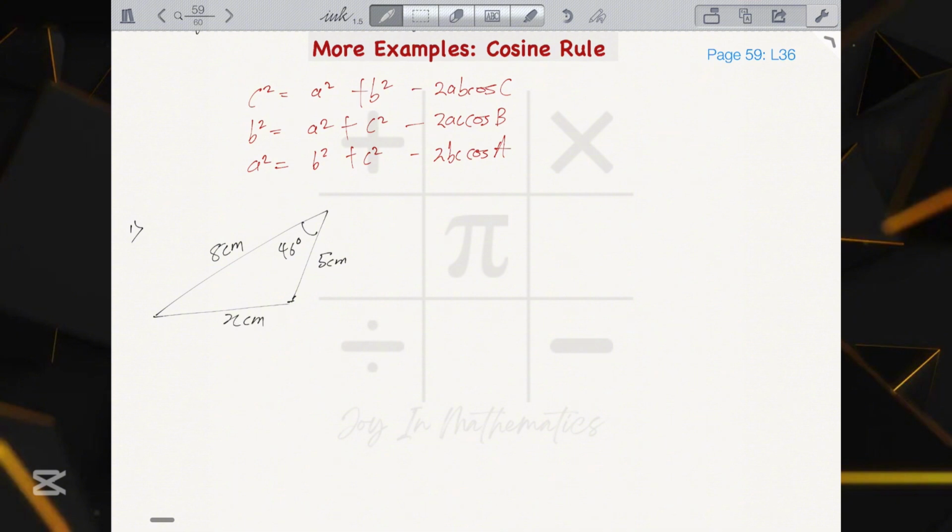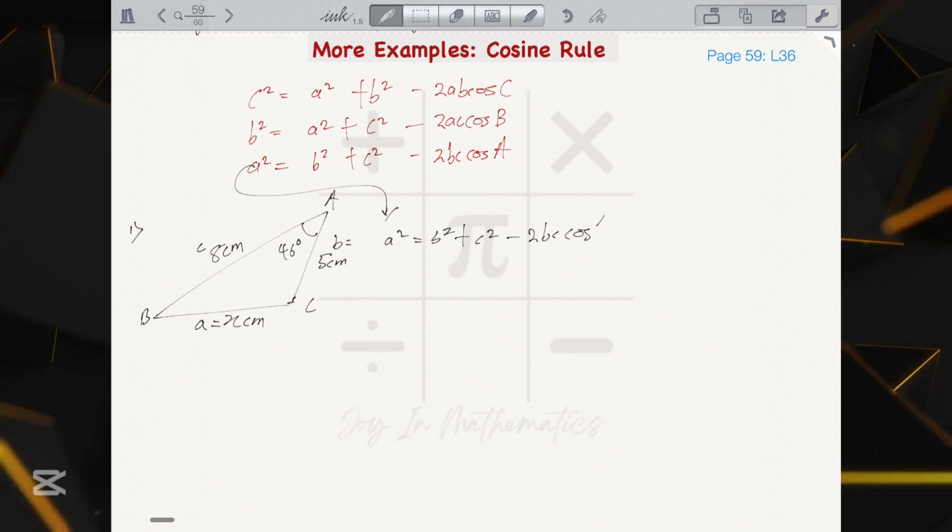Remember, the cosine rule works when we have 2 sides and a related angle. So if we label this diagram A, B, and C, we have length a equal to x centimeters, length b equal to 5 centimeters, and length c equal to 8 centimeters, with angle A being 46 degrees, and we are looking for a. So let's apply the formula for a: a squared is equal to b squared plus c squared minus 2bc cos A.